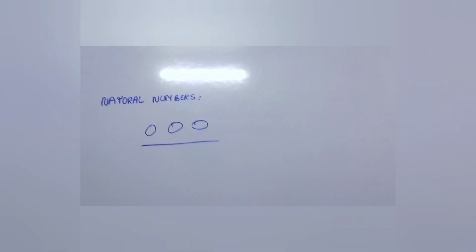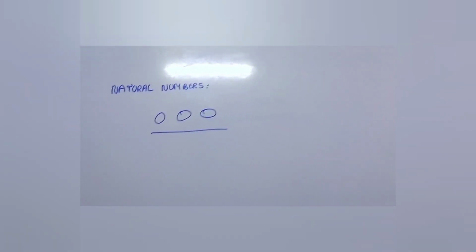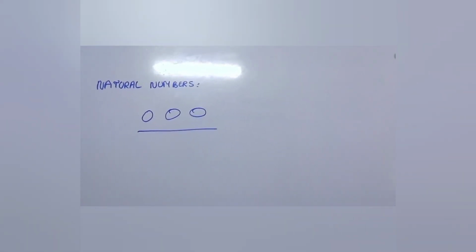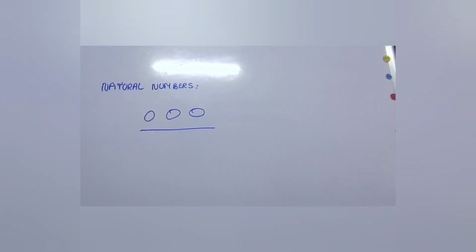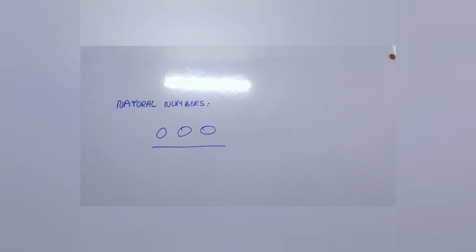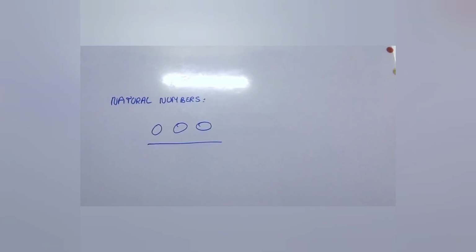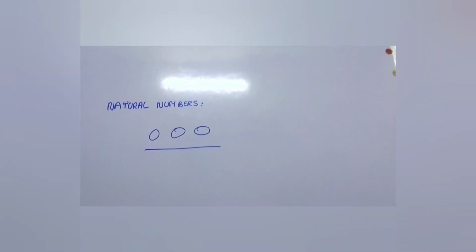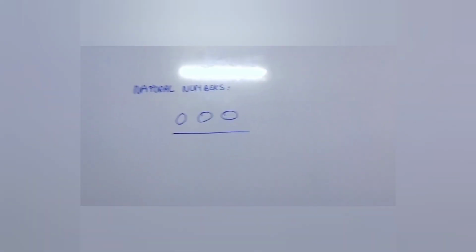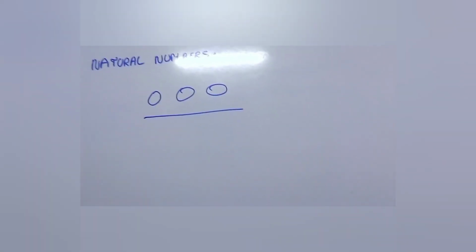So you know that I've drawn some circles on the board. No, you can't really consider them as circles, so let's just assume them as circles. How many circles are there on the board? Let's count. Count along with me. 1, 2 and 3. So there are 3 circles on the board. We started counting from 1, right? So when we counted this circle, we started from 1.